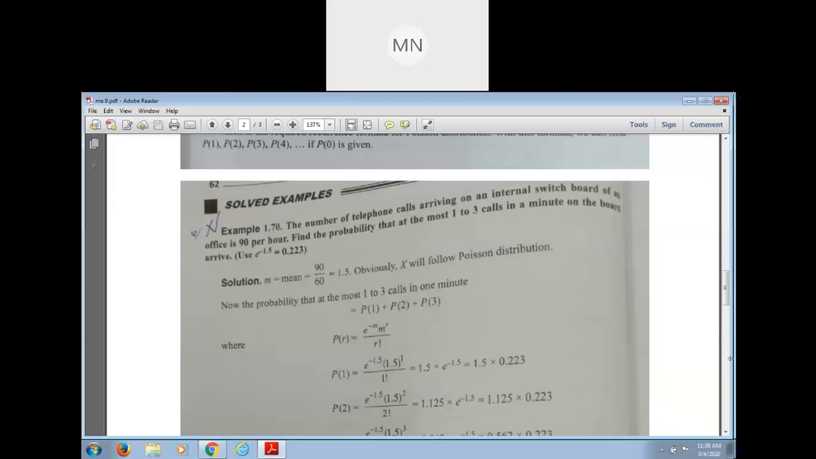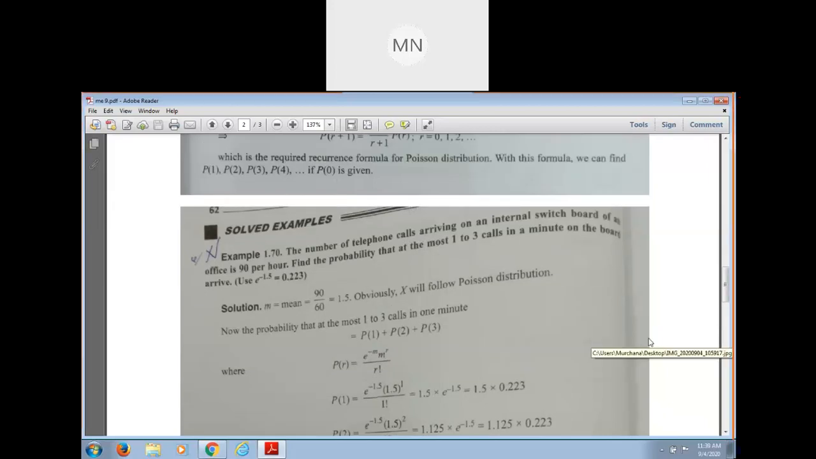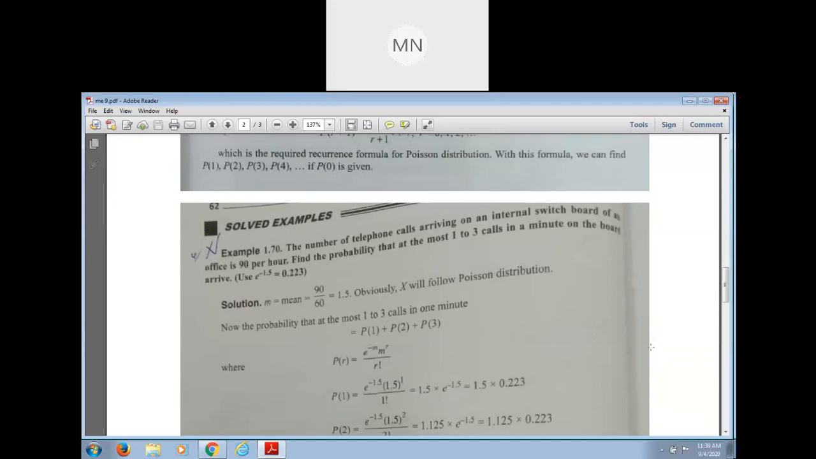Suppose you are asked to find the probability that at least 3. Then what do you do? We start from 3, 4, 5. But here notice that we are not given the value of exact.